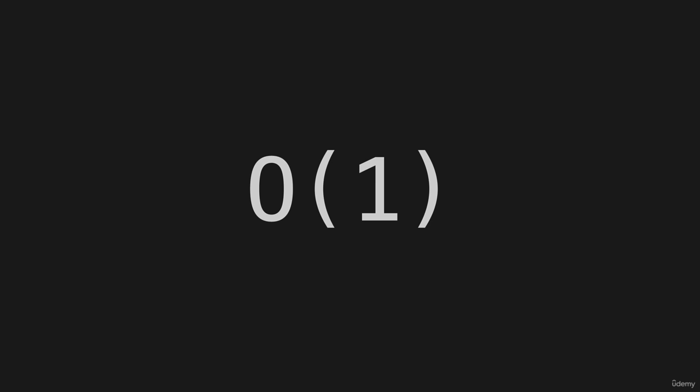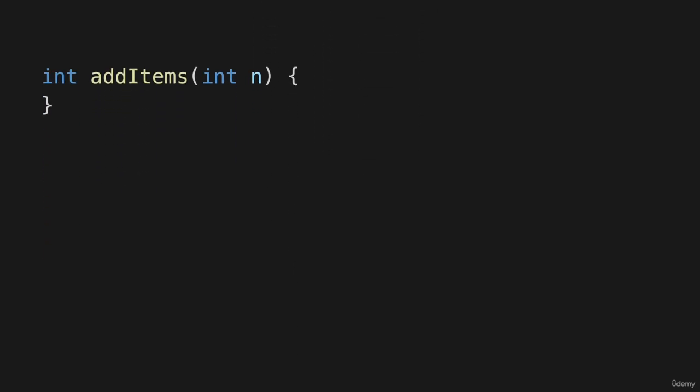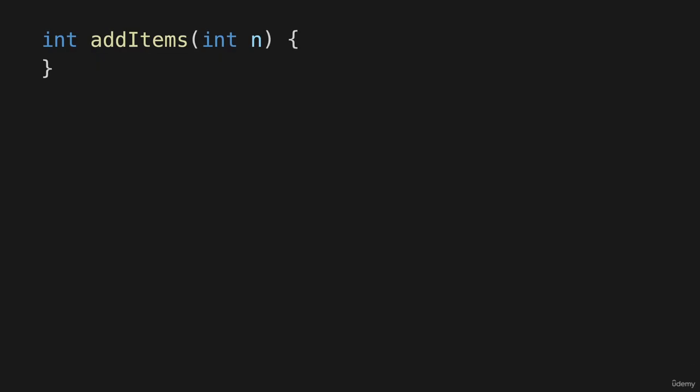So our next big O is O of 1. And to explain this, I'm going to build out a function that we're going to call add items. And all this is going to do is return n plus n. And this is our first big O, where the number of operations does not change as n becomes larger.